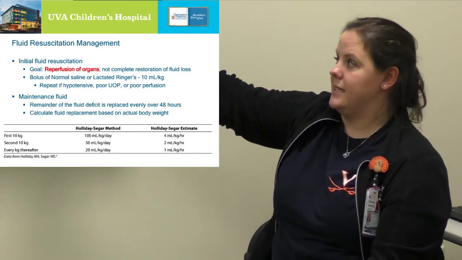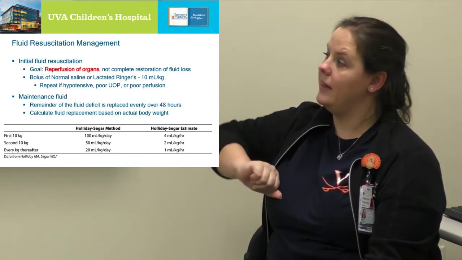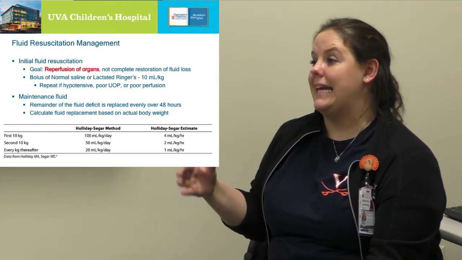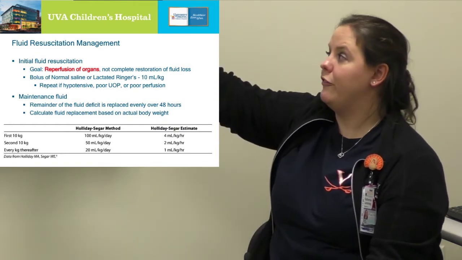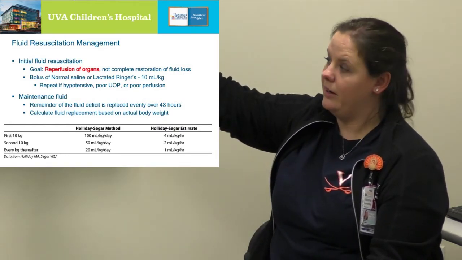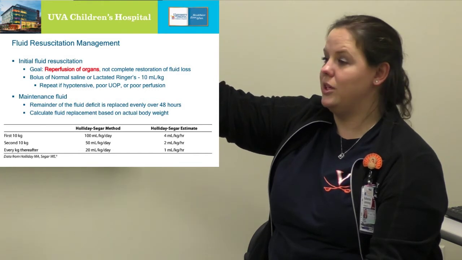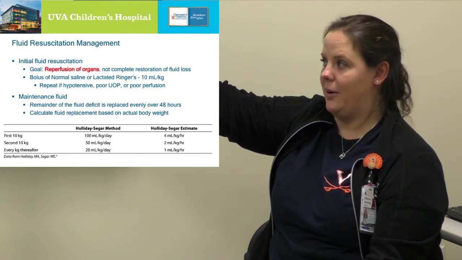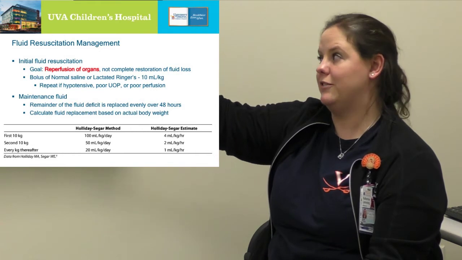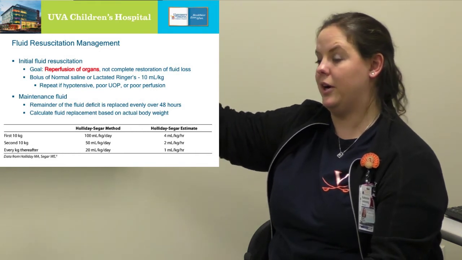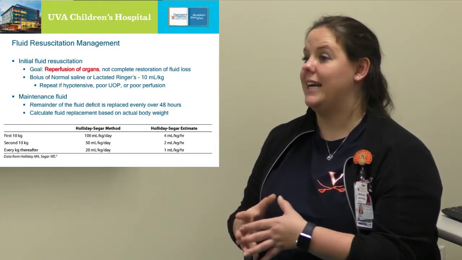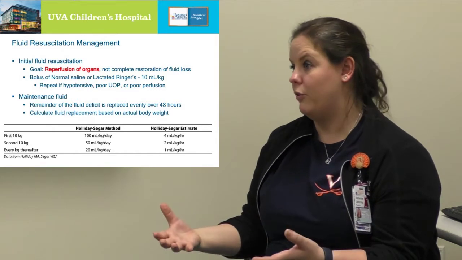The way it works is it's the 4-2-1 method. For the first 10 kilos, you give 4 mLs per kilo per hour. For the second 10 kilos, you give 2 mLs per kilo per hour, and then for every kilo thereafter, you give 1 mL per kilo per hour. You add all of this together, and that gets you your maintenance fluid rate for the patient.